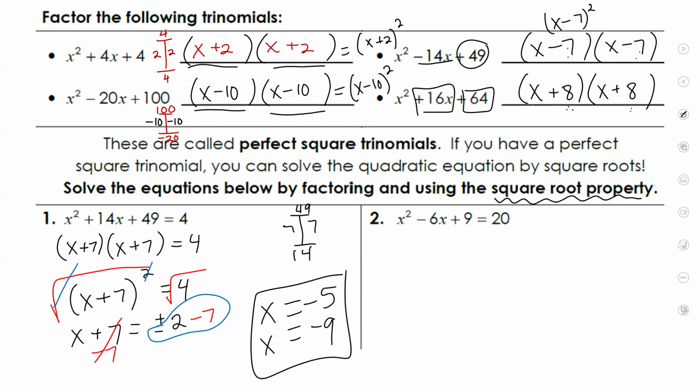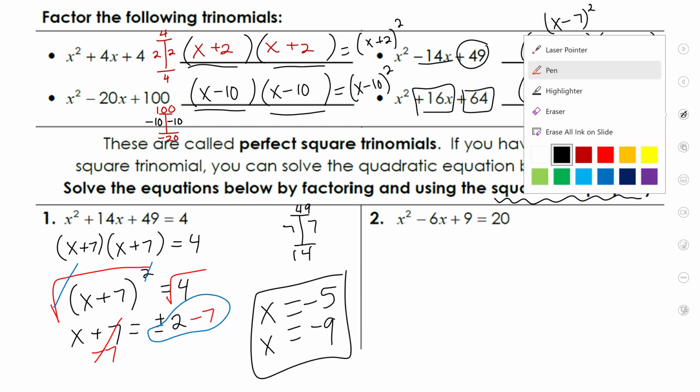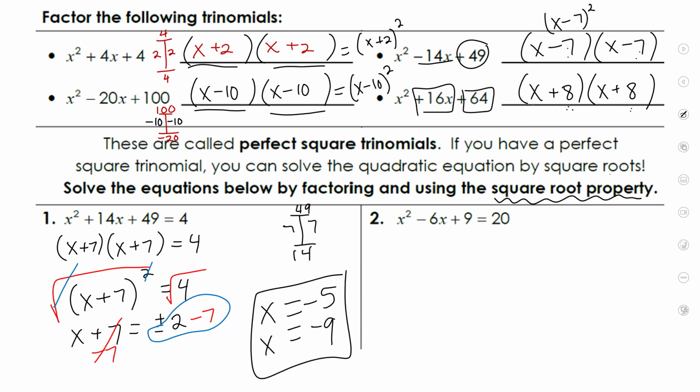So let's do the square root property again. We have a perfect square on this side of the equation. What factors will this be? I'll do a little eye chart. I need two numbers that multiply to 9, add to -6. Yes, -3 and -3. -3 times -3 is a positive 9. -3 plus -3 is -6. So my factors are x minus 3, x minus 3 equals 20.